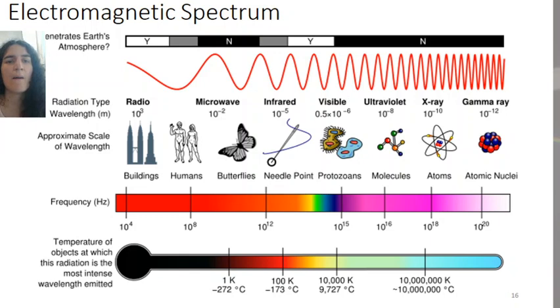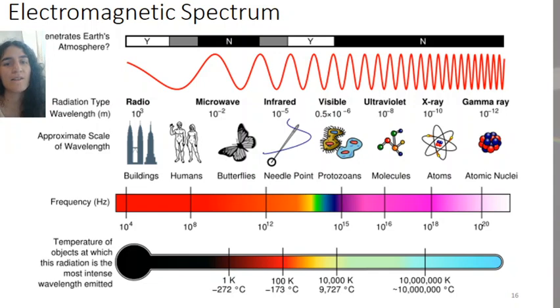We have radio wavelengths being approximately the size of buildings. We have microwaves about the size of people and animals. Infrared wavelengths are approximately the size of a needle point. And then we have visible light as the size of microorganisms.